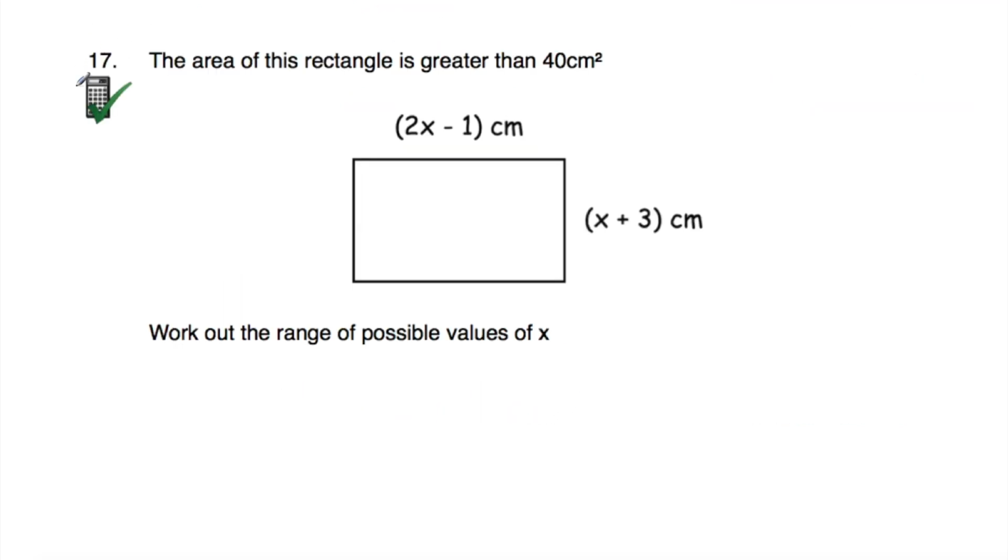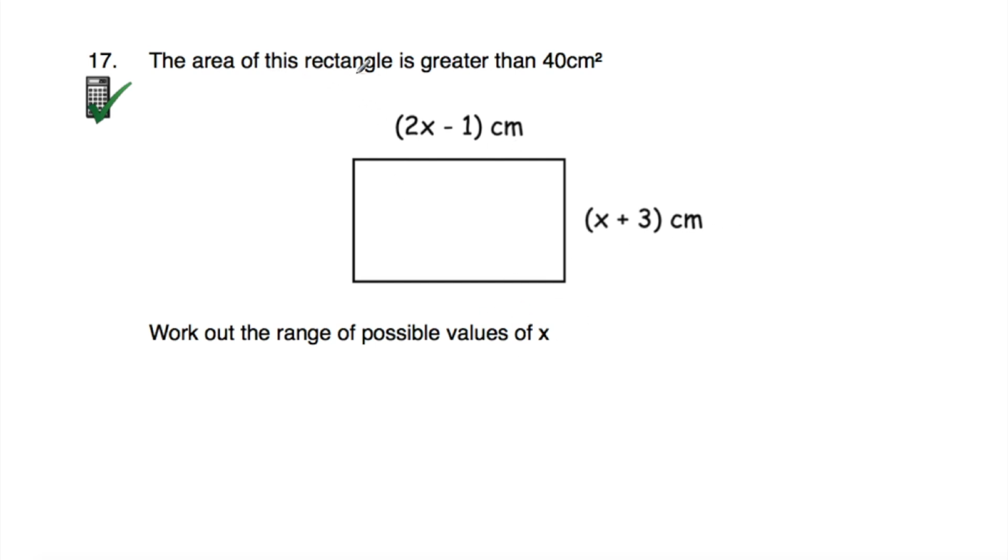Okay, so let's have a look at our next question, question number 17. Question 17 says the area of this rectangle is greater than 40 centimeters squared, and we've got the length of it being 2x minus 1 centimeters and the width of it being x plus 3 centimeters. And we've been asked to work out the range of possible values of x.